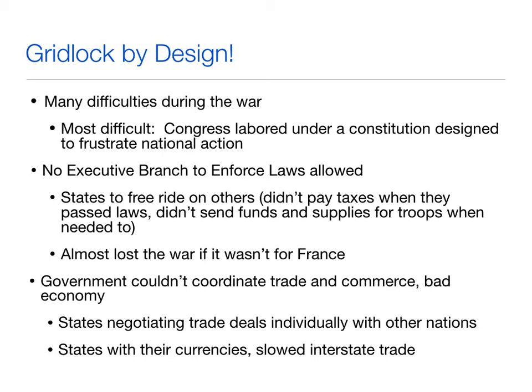You had many difficulties during this war. The most difficult is that Congress was working with a constitution designed to slow down national action at a time when you need a strong national government to fight off the British monarchy, the greatest world power, with the biggest military in the world. You had no executive branch to enforce laws. So every time they requisitioned men, they would pass laws saying states had to contribute funds to the national government. Or if they did manage to pass laws creating taxes, you had no enforcement authority. Congress did not have authority to compel states to do anything. So basically, during the war, states are free riding on each other.